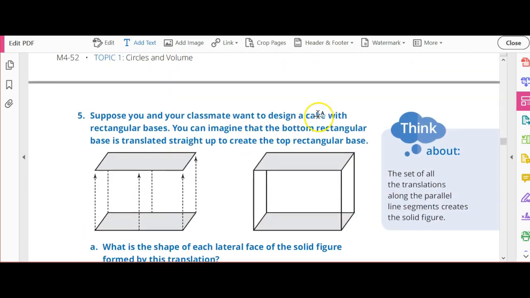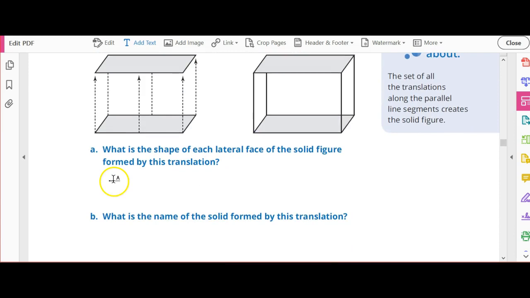Suppose you and your classmates want to design a cake with rectangular bases. And imagine the bottom rectangular base is translated straight up to create the top rectangular base. Now the shape of each lateral face, since we went straight up perpendicular to the base, so those are right angles everywhere. Here's a right angle, etc. So each lateral face is a rectangle. And this would be called a right rectangular prism.